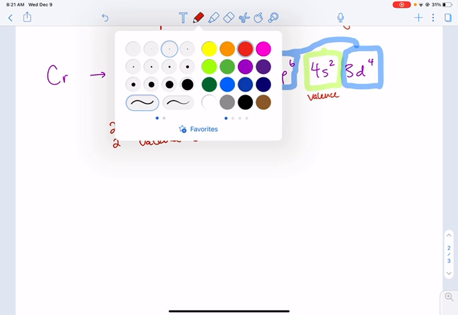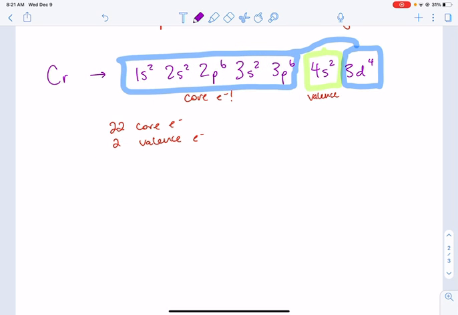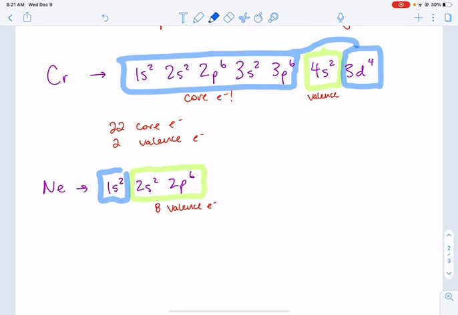Let's do another example. Let's do neon. 1s2, 2s2, 2p6. So again, maybe start by figuring out the number of valence electrons. It's all of those on the highest principal energy level, so the one with the biggest coefficient number. So here we have 8 valence electrons, and then everything else is going to be core. So this is 2 core electrons.